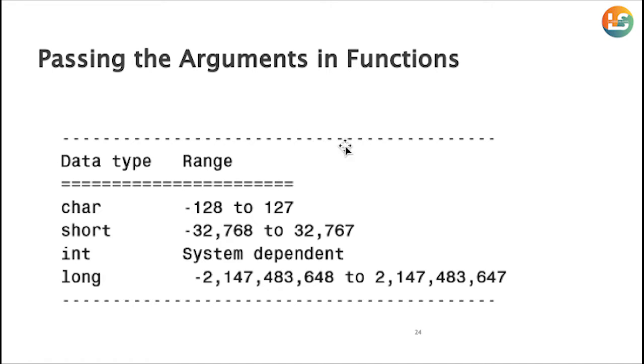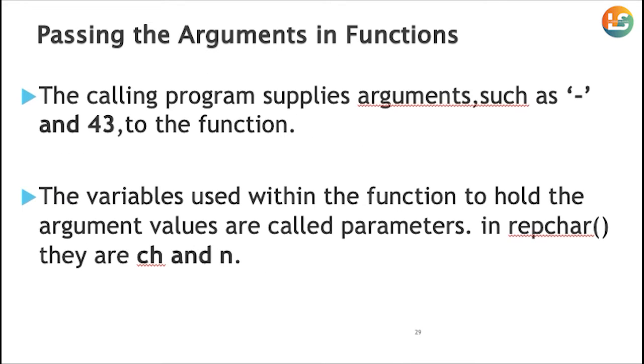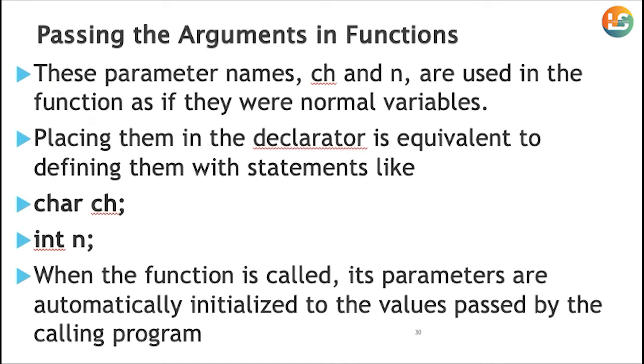The calling program supplies arguments such as dash and 43 to the function. The variables used within the function to hold the argument values are called parameters. In repchar, they are ch and n. These parameter names ch and n are used in the function as if they were normal variables. Placing them in the declarator is equivalent to defining them with statements like char ch and int n. When the function is called, its parameters are automatically initialized to the values passed by the calling program.